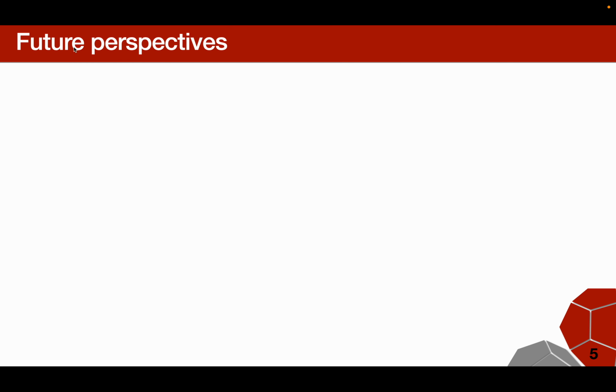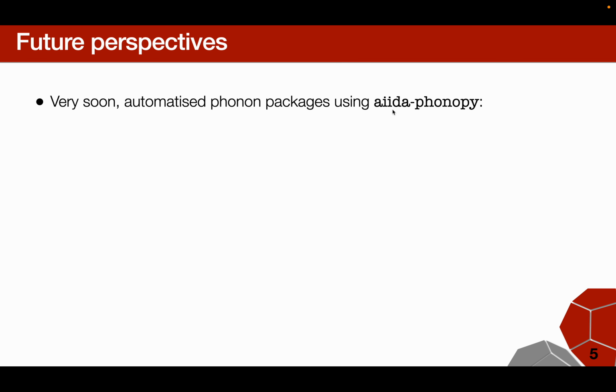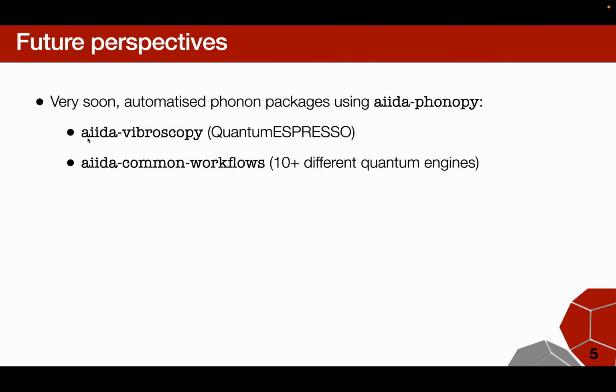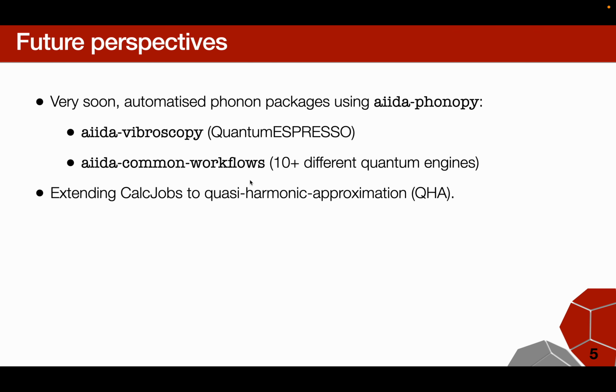With this, I want to conclude with some future perspectives. AiiDA-Phonopy, with the new version, is going to be released very soon. Future projects that are going to automatize the AiiDA-Phonopy workflow are AiiDA Vibroscopy, which is built on top of Quantum Espresso and AiiDA Quantum Espresso, and also AiiDA Common Workflows, which allows you to compute forces using more than 10 different quantum engines. We are also going to implement an automatic workflow for phonons in this package. Other future perspectives are the extension of the calcjobs to the quasi-harmonic approximation and the implementation of AiiDA-Phonopy for the linewidth of the phonons.